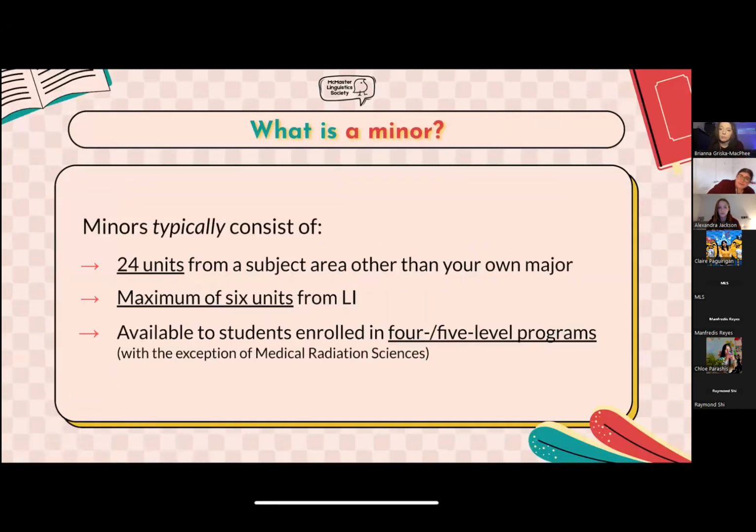And yeah, that's it for majors. As for minors, minors typically consist of 24 units from a subject area other than your own major. And usually it is a maximum of 6 units from level 1. They are available for students who are enrolled in 4 or 5 level programs, with the exception of individuals in medical radiation sciences.